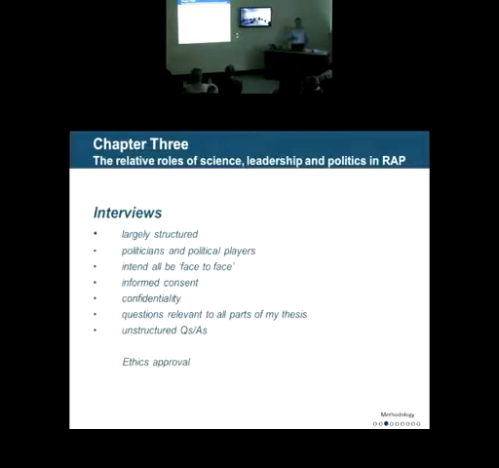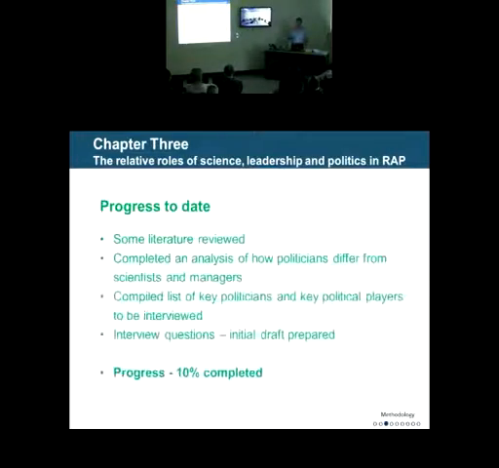Clearly, this is going to require ethics approval, so I've commenced that process, and I'm hoping once I've completed it to analyse it using NVivo. In terms of progress to date on this chapter, I've looked at some of the literature. I've completed a comparison of how politicians differ from scientists and managers, and that was already showing very different approaches. For example, their drivers, their timeframes, all the things that politicians are pushed and driven by. The language they use is totally different to how managers talk, and again, totally different to how scientists talk, etc. So I think that analysis is important.